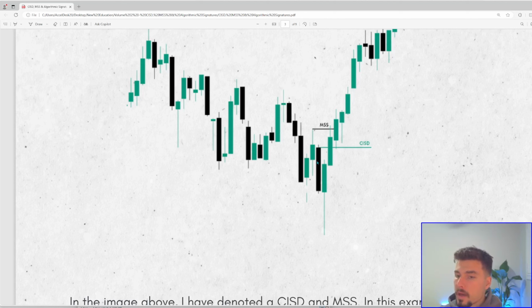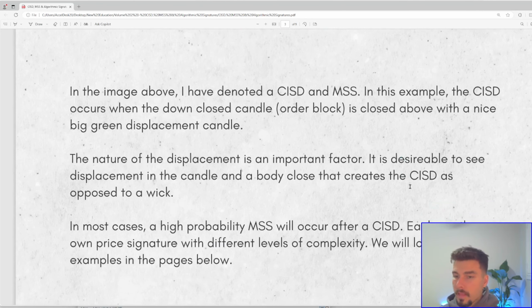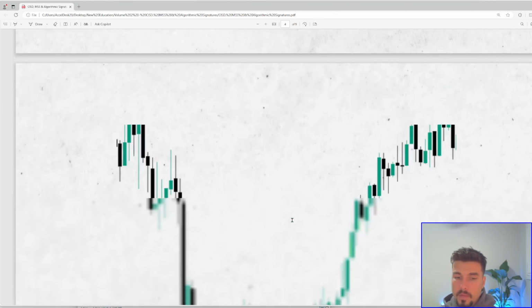And you can see here, right? Down close candle, we sweep liquidity, green candle. The next couple of candles are green too, and we also have a market structure shift. So just keep that in mind when looking at this. There's good examples, there's A plus, B plus, C plus examples. And again, it's desirable to see that displacement in the candle and the body close that creates the CISD or the market structure shift. Keep that in mind.